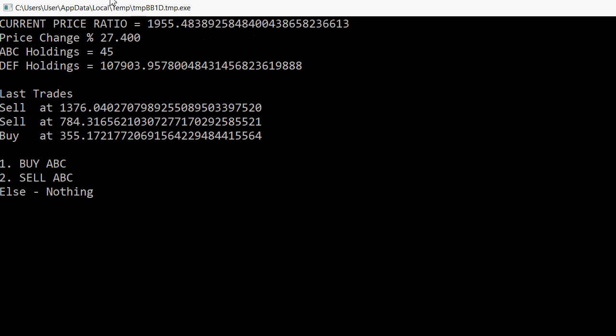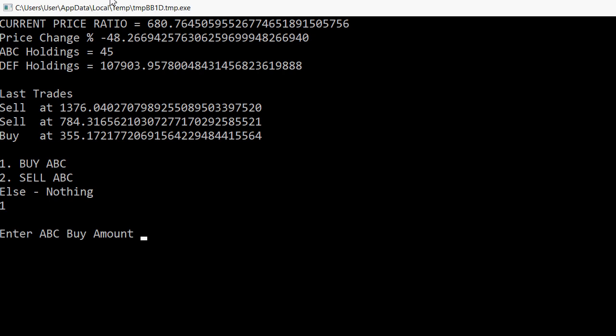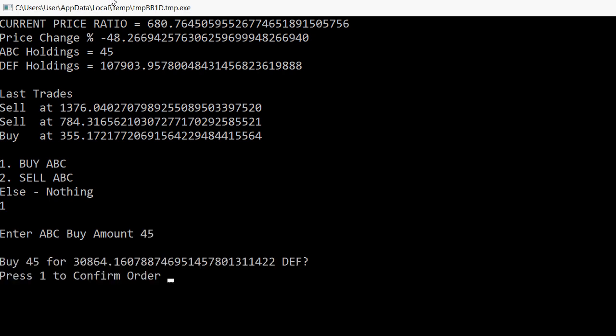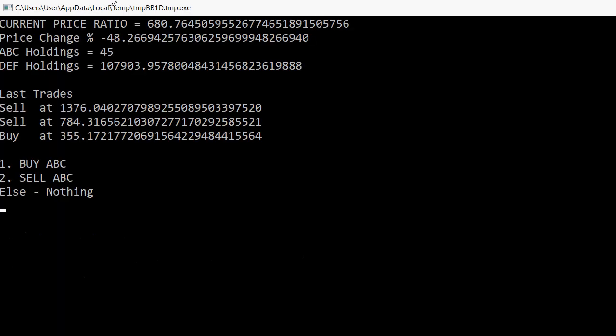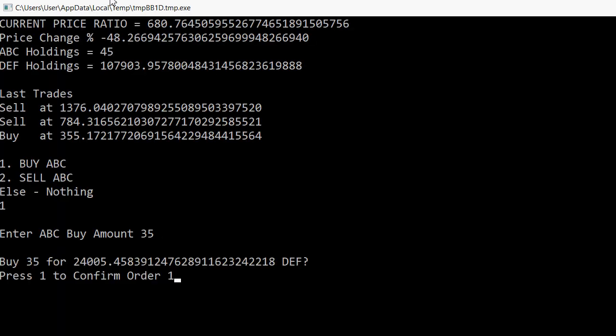Not bad. Not bad. I went a bit higher and didn't get it. And I'll just keep pushing enter until there's a little bit of a buyback. Let's see if I double the size, that would be 30,000. I don't want to buy as many as that. Let's just do 35.